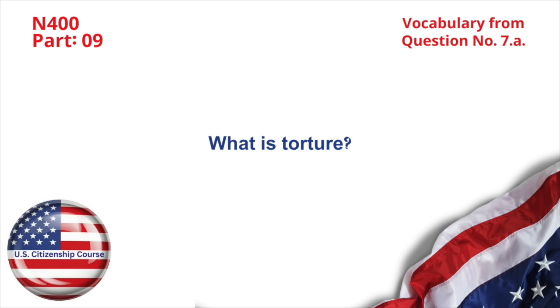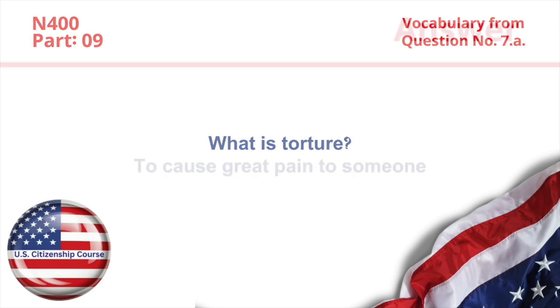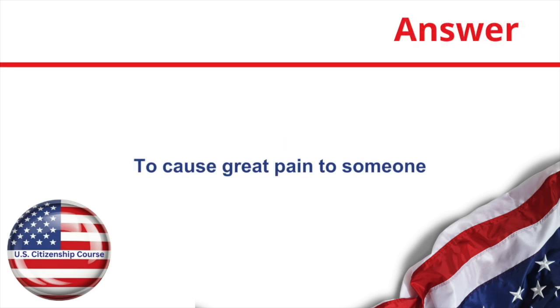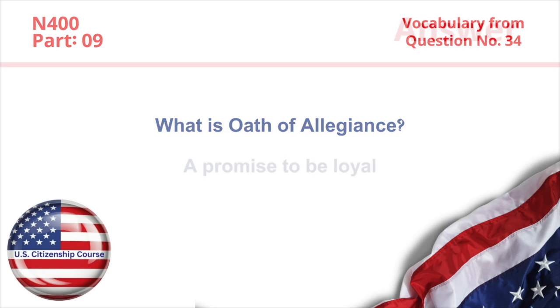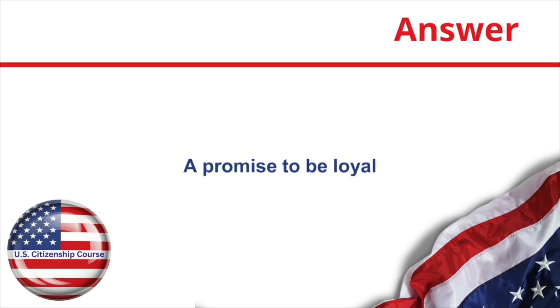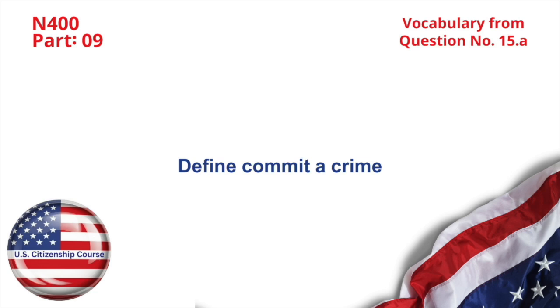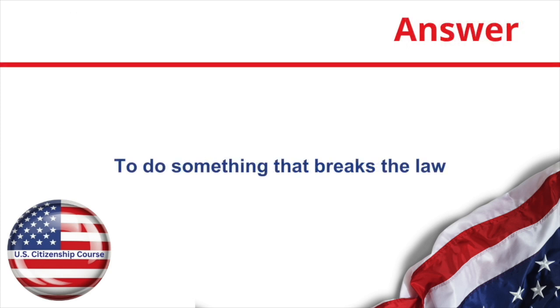What is torture? To cause great pain to someone. What is oath of allegiance? A promise to be loyal. Define commit a crime. To do something that breaks the law.